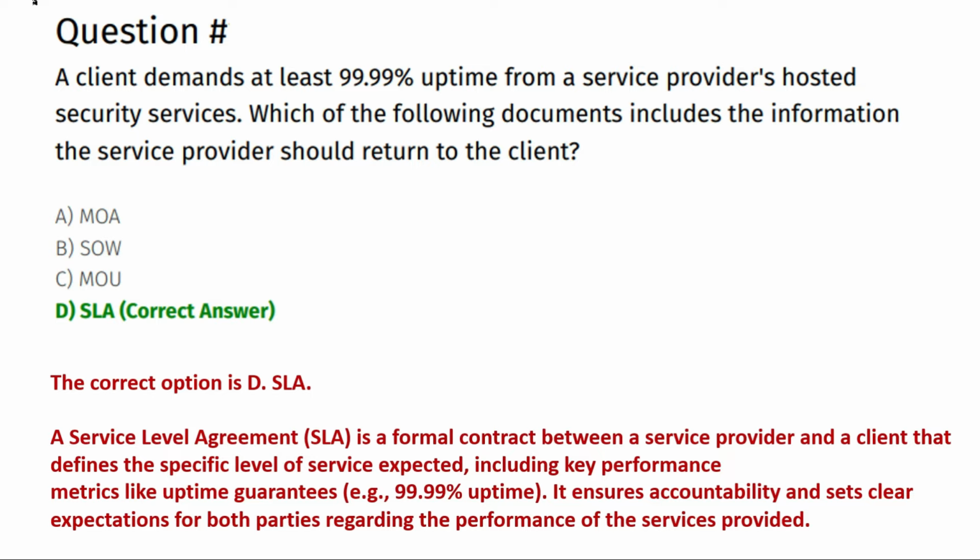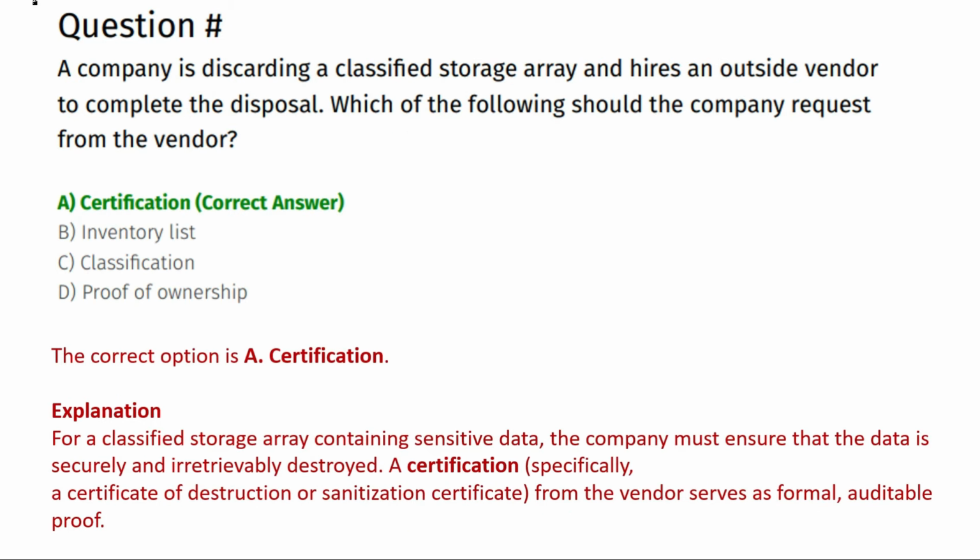An SLA, a service level agreement, is a formal contract between a service provider and a client that defines the specific level of service expected, including key performance metrics like uptime guarantees. Example, 99.99% uptime. It ensures accountability and sets clear expectations for both parties regarding the performance of the services provided. So that's why the correct answer for this question is option D, SLA. So let's move to the next question.